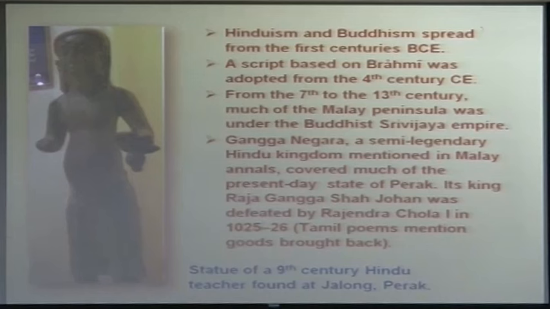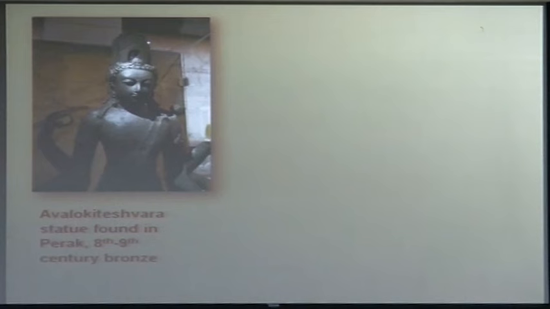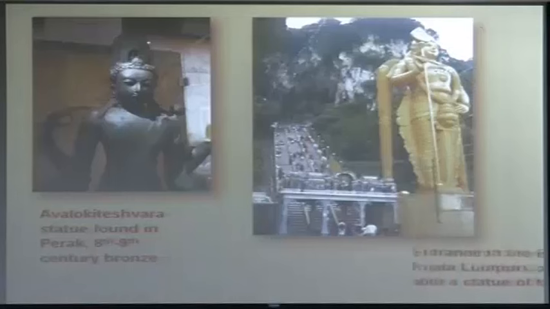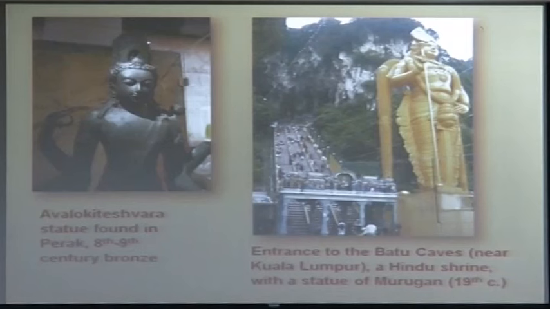So not only gods, you have also teachers, gurus, rishis, like this one on the left being portrayed through a lot of art. This is Avalokiteshvara. Avalokiteshvara is a bodhisattva. Bodhisattvas are future Buddhas, right? They have not yet reached Buddhahood, but they are well on the way to it. So Avalokiteshvara was one of the most popular bodhisattvas for some reason, and this is one statue of him.